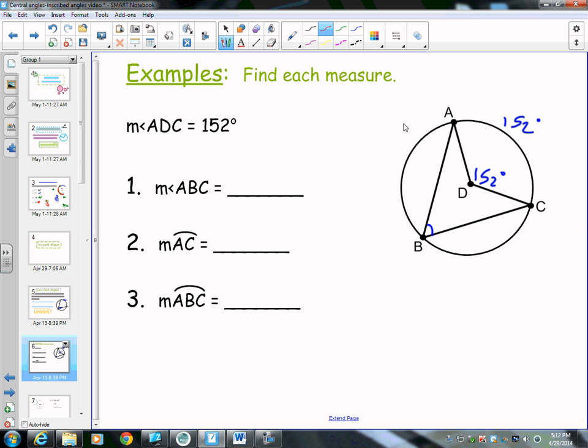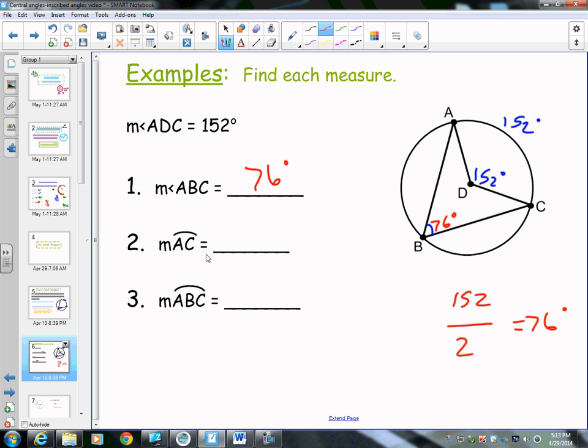Well, I know that it includes this arc, AC, 152 degrees, and it's an inscribed angle on the circle. We know that the inscribed angle is half the arc. So if the arc is 152, we just divide this number by 2. So 152 divided by 2, and we get 76 degrees. So this angle is 76. And that's what angle ABC is, 76 degrees.